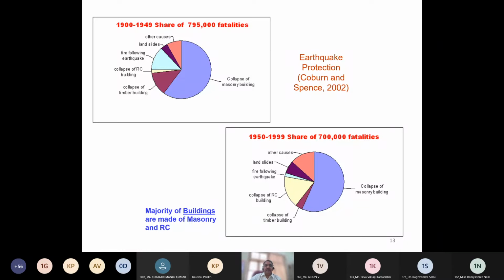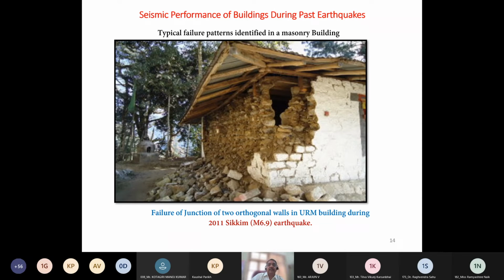So the majority of buildings all over the world are made of masonry and RC, and it is very much essential we include earthquake resistant features in these buildings. Seismic performance of buildings during past earthquakes. We will go through these now. Initially, I simply introduce a few slides about the seismology aspects.